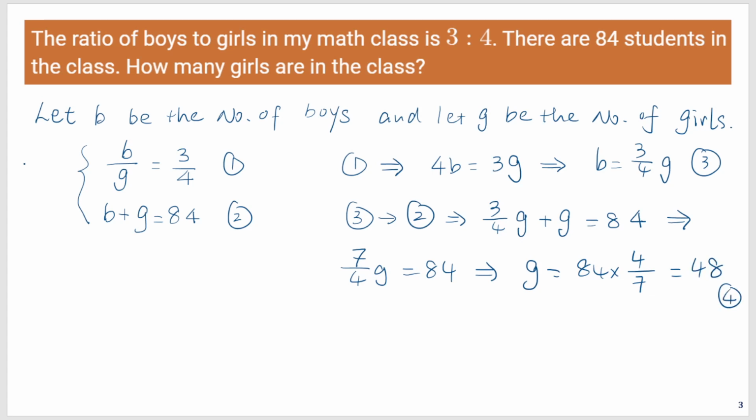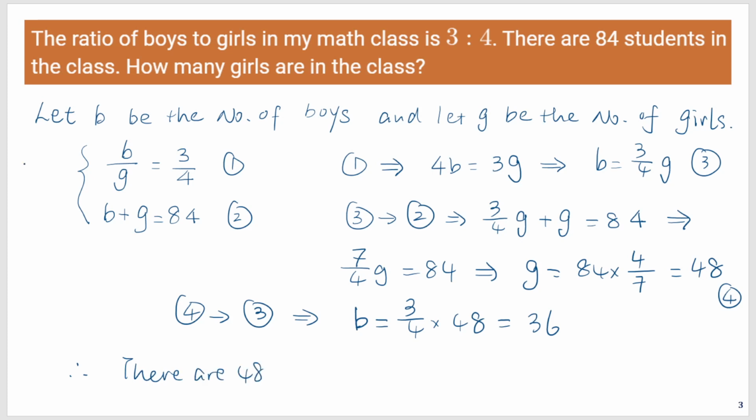So let's call this number 4, and you could insert equation number 4 into equation number 3. This gives you B equals 3 over 4 times 48, which is 36. Well, actually you don't need B, right? You only need G, so you can actually stop there. If you need B, you can use this method to solve B, right? Therefore, we know there are 48 girls. Okay, have a look at the solution here and let me know if you have any questions, okay?